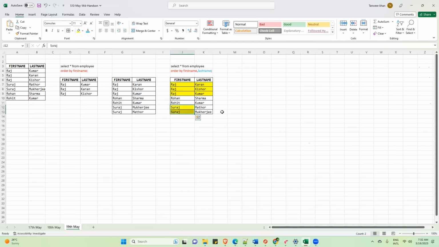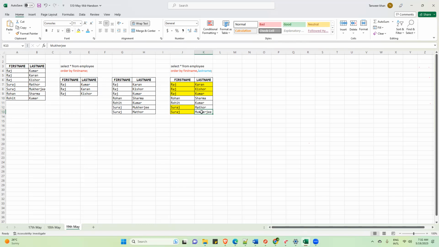So again, when you have the same first name, what instruction have you given to the SQL engine? To consider the last name column. Okay. So now see Mathur and Mukherjee, the M is the same. After M it is A, and U. So A comes before U. That is why we have displayed Suraj Mathur and then Suraj Mukherjee. Is this clear, guys? Yes, sir. Any other question?